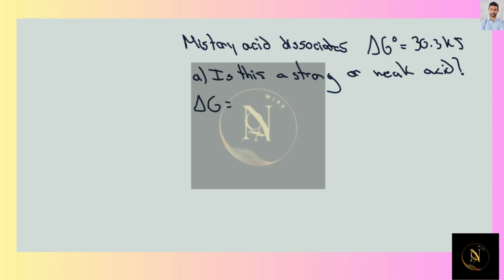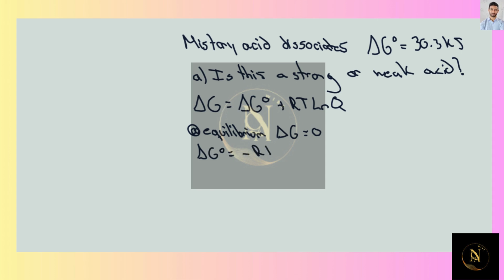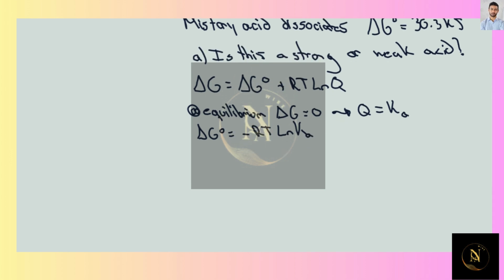to identify this, we are going to say that delta G is equal to delta G naught plus RT logarithm of Q. This is the general equation for the dependence of delta G on Q and temperature. So at equilibrium, the value for delta G needs to be equal to 0. That implies that delta G naught is equal to minus RT logarithm of K. At equilibrium, Q is equal to the equilibrium constant, and since we're dealing with an acid, this is the logarithm of Ka.